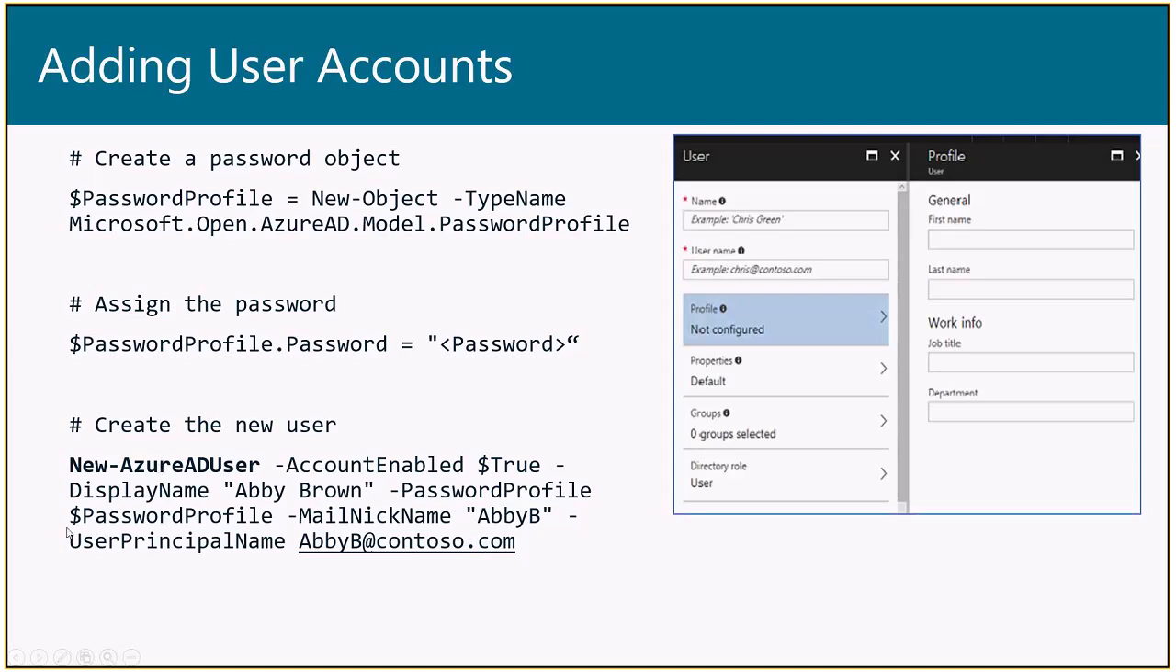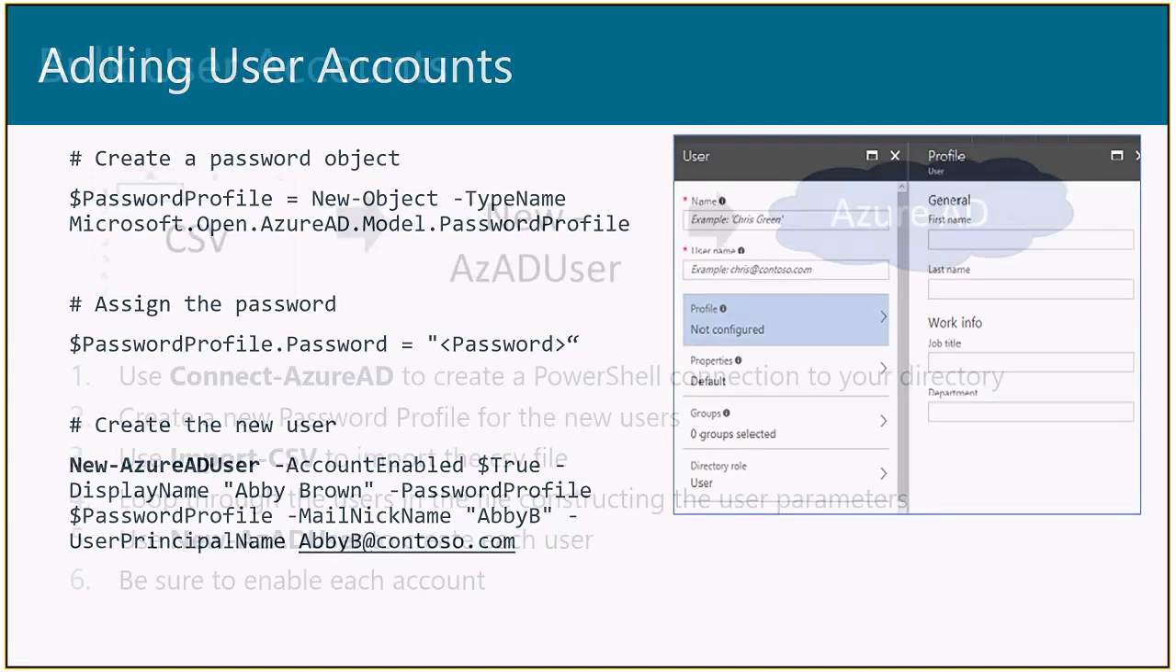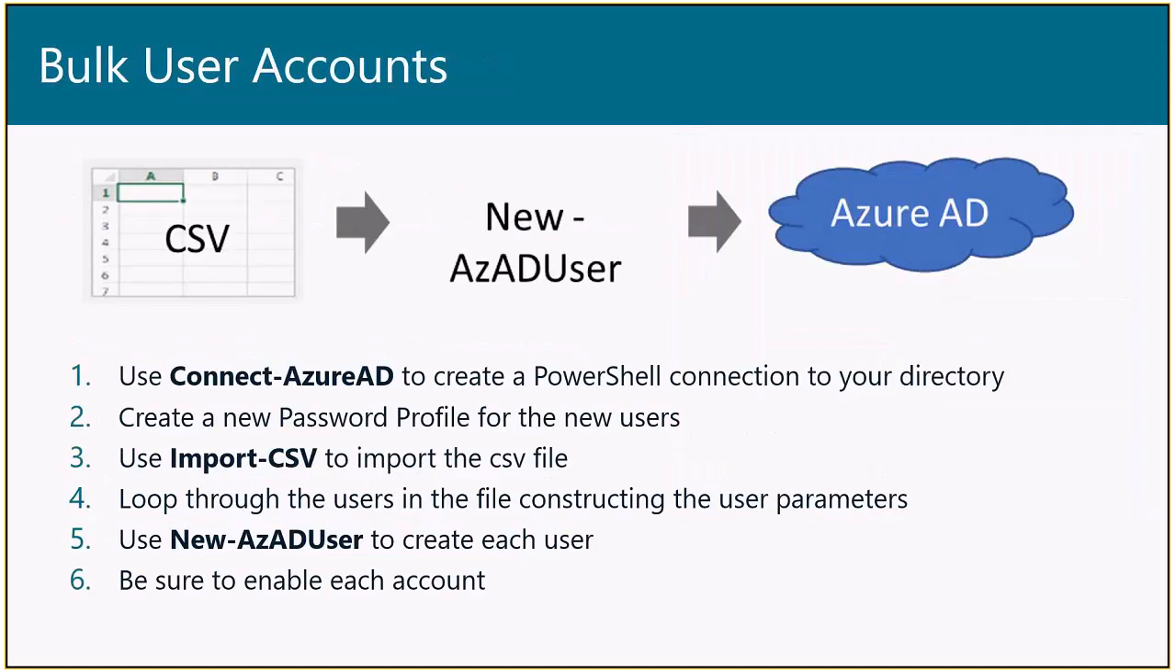When you create a new user, you're also going to assign the password profile here. So PasswordProfile is a variable. Whatever value comes out of this statement is going to get assigned and replaced here when we run New-AzureADUser. We're going to create it in the portal as well.